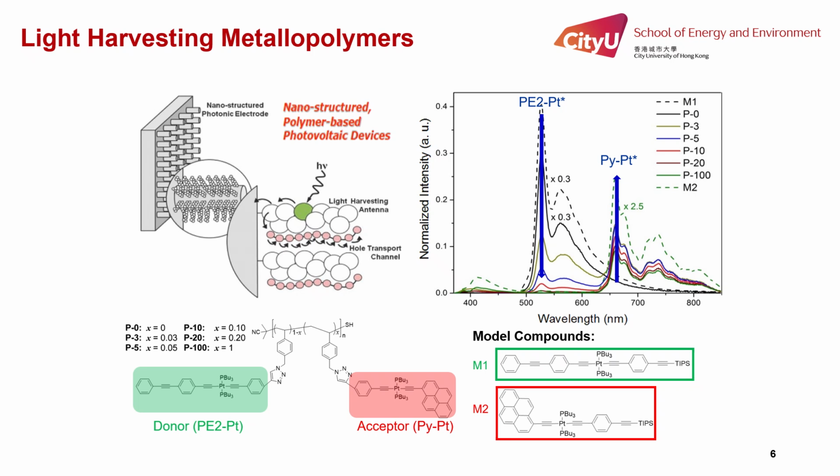We prepare a series of polystyrene-based polymers with different platinum acetylides, P2 platinum and PY platinum. P0 is the donor-only polymer. P100 is the acceptor-only polymer. P3 means there are only 3% acceptors in this copolymer. From P0 to P20, the emission of P2 platinum decreased, and the emission of PY platinum was then produced. Therefore, we demonstrate the energy transfer has occurred from donor to acceptor.